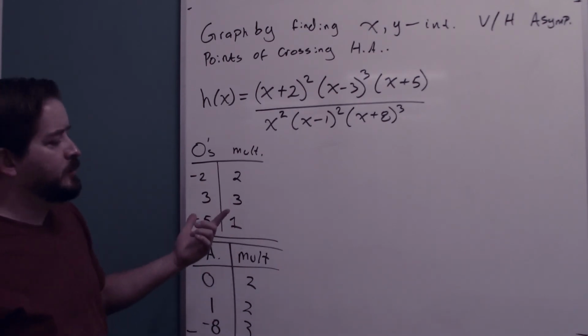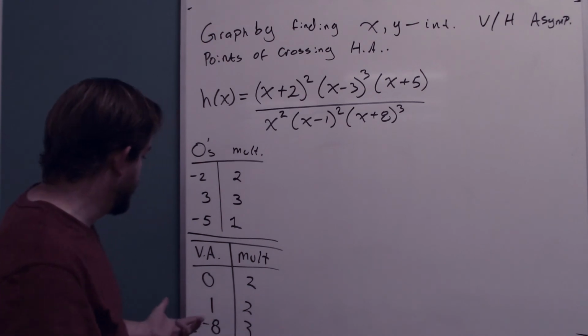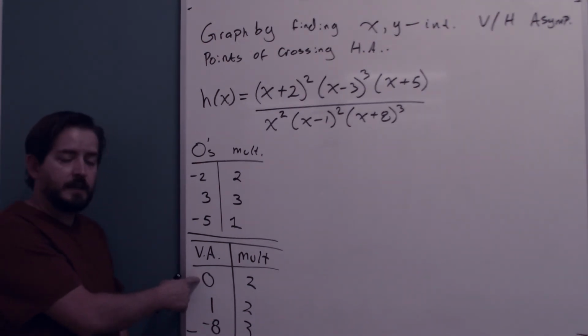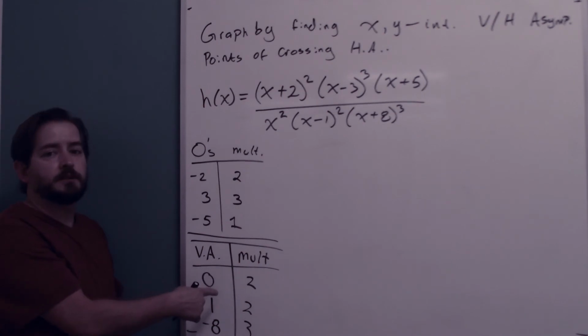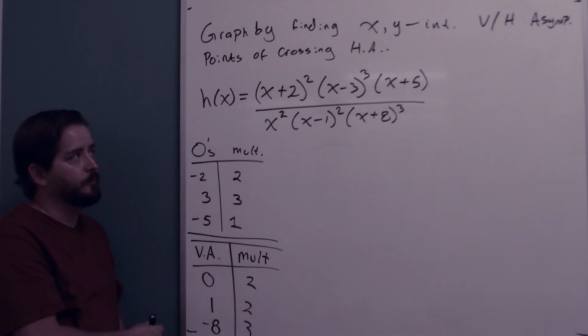So the y-intercept happens when x is equal to 0, but there isn't going to be a y-intercept because if x is 0, I have a vertical asymptote. So there is none, and therefore I don't have to worry about it.